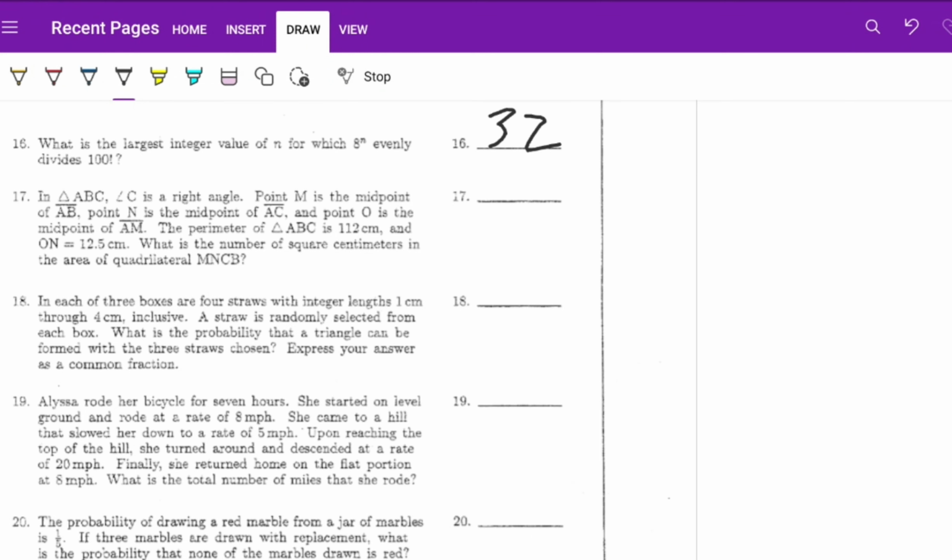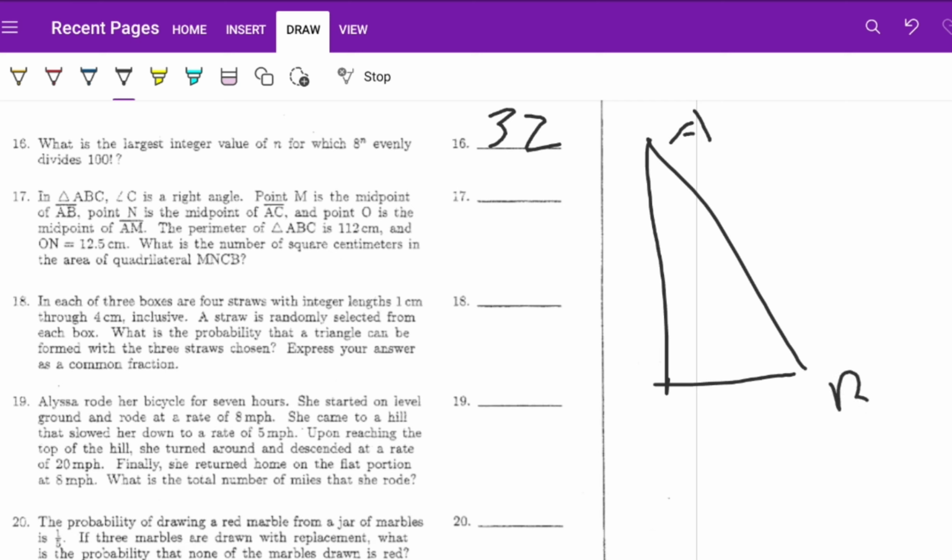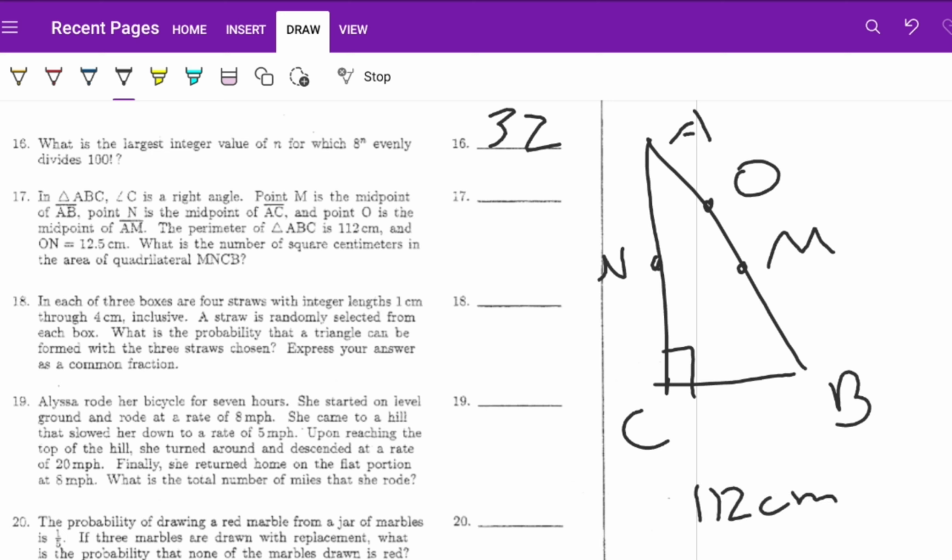Okay, moving on to the next question. It says, in triangle ABC, C is a right angle. So we have a triangle here, A, B, C, and we know C is a right angle. And point M is the midpoint of AB, so M is over here. N is the midpoint of AC, so N is over here. And O is the midpoint of AM, so O is over here. And it tells us that the perimeter is 112 centimeters, and ON is equal to 12.5.